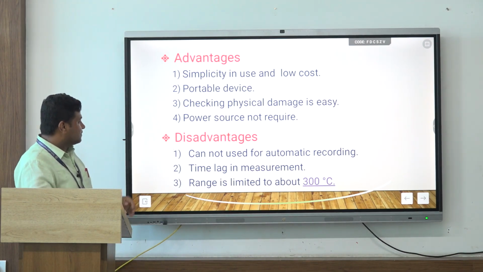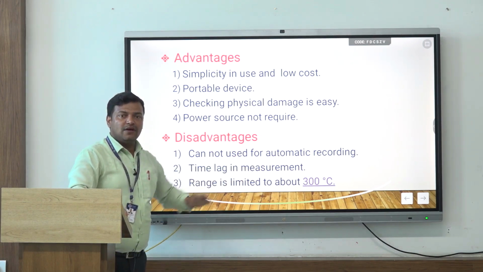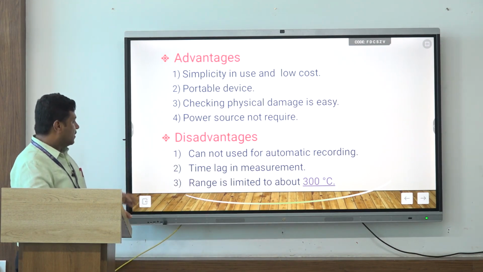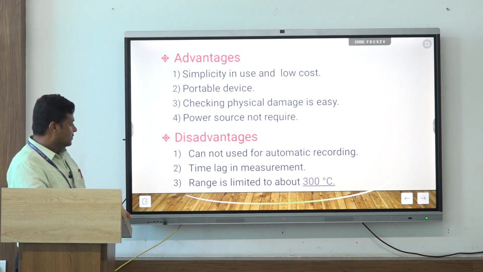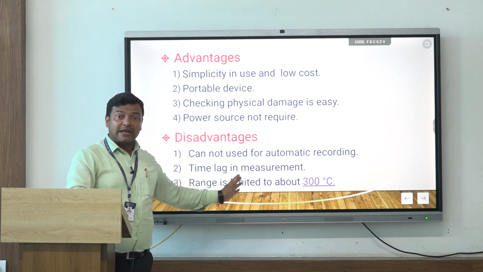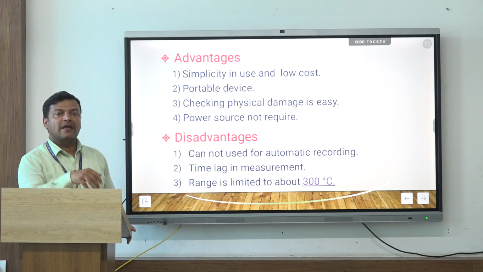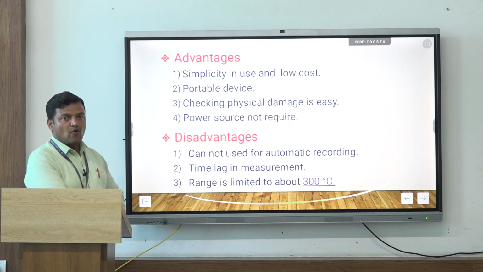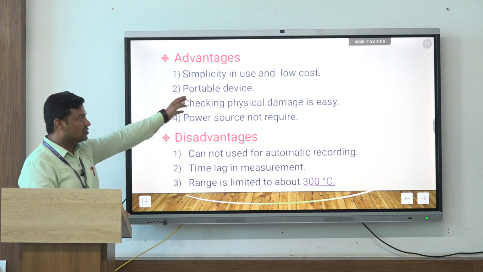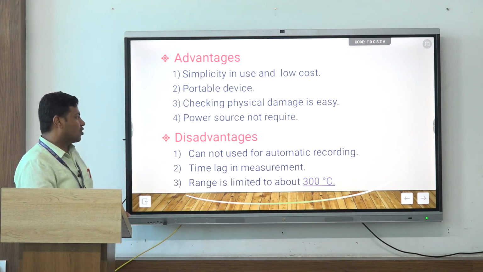A few disadvantages: it cannot be used for automatic recording. Automatic recording is not possible with this type of thermometer. Time lag in measurement. And lastly, its range is limited to about 300 degrees Celsius. It cannot read beyond that. Some processing operations will have higher temperatures. At that time, measuring the temperature with this thermometer is practically not possible.